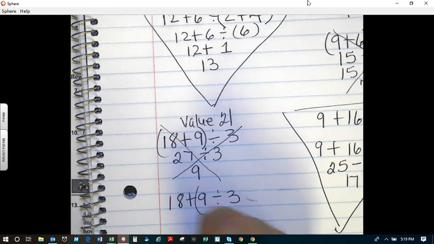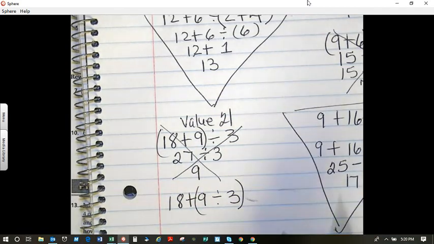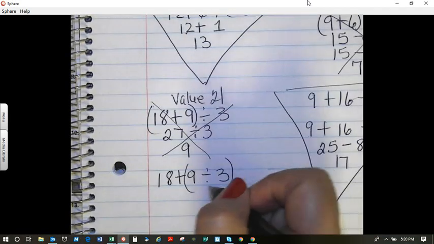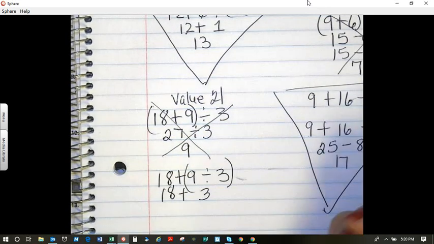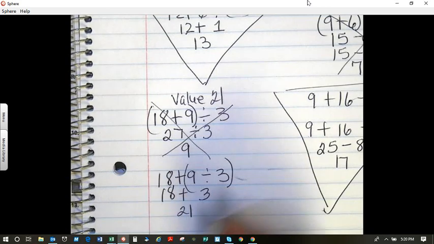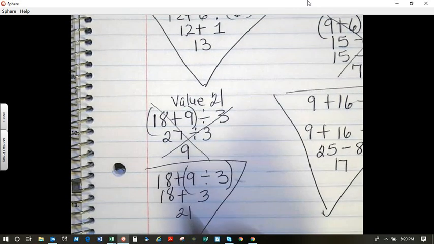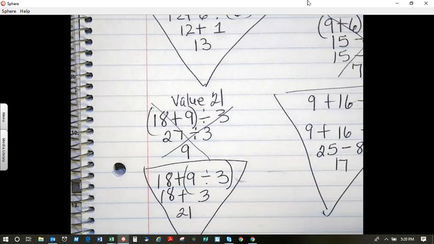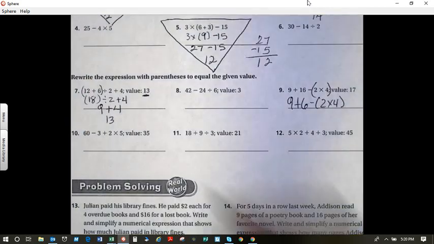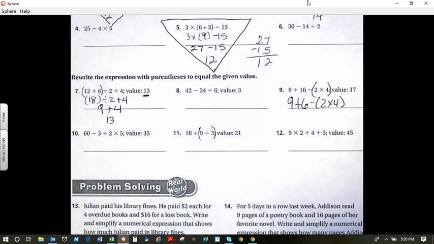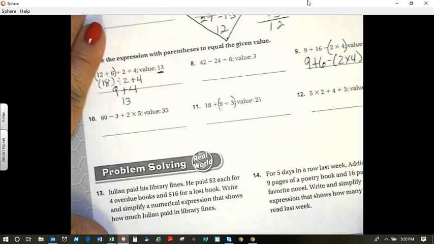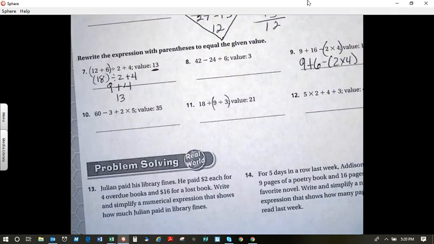Now let me put parentheses around here. So now I have to go to my grouping, and I have division. 9 divided by 3 is 3. Plus 18, does that give me 21? Absolutely. And so this is my answer right here. So my grouping then is going to be 9 divided by 3. Very good. All right, let's look at number 13. I'm going to move my camera up a bit so that you guys can see it.